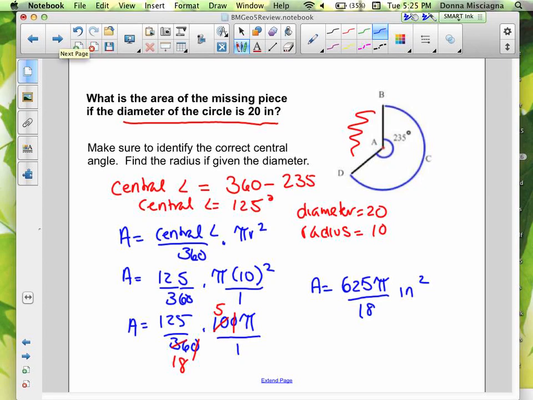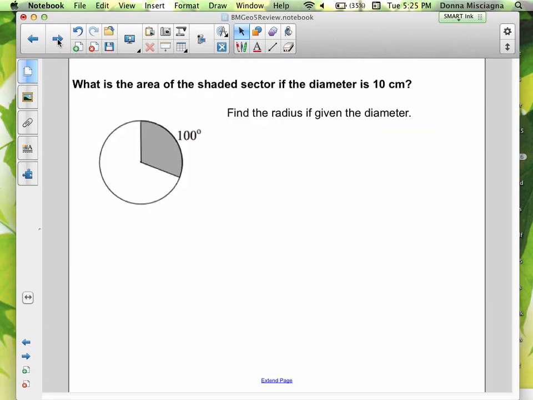Okay? So hopefully that's not too difficult for you. Just remember, make sure you know what you're finding the area of. In this case, it's the missing part. I'm going to do one last problem, and I'm going to end this podcast, and this one is just going to be a real quick one. We're finding the area of the shaded sector. Make sure if you're given the diameter that you find the radius. So if the diameter is 10, that means our radius is 5.